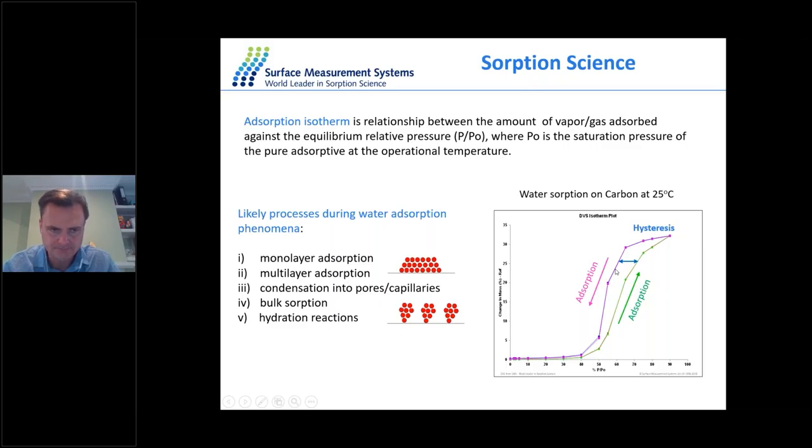During these adsorption phenomena, several processes occur. You have monolayer adsorption, multilayer adsorption, condensation, bulk adsorption, and hydration reaction. Here we look at the type 4 isotherm, which can be described by multilayer adsorption but also condensation in the pores, which is demonstrated by the large hysteresis.